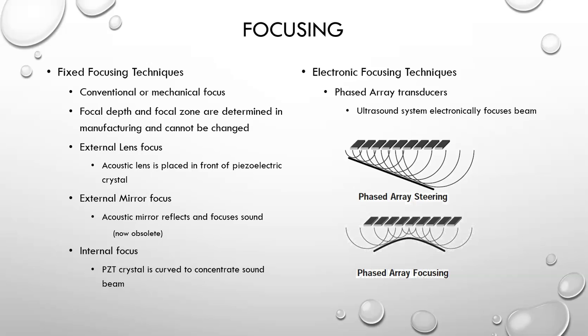Electronic focusing techniques are ones that require phased array transducers, and there's a couple different ways that we can electronically focus sound beams. We can utilize timing patterns to change the shape of the sound beam due to the timing patterns coming off the crystals, and the other way is to decide how many crystals we want to utilize, which affects the size of the aperture. So the crystal diameter is determined in electronic focusing by both the timing of the phased array steering and the size of the aperture.